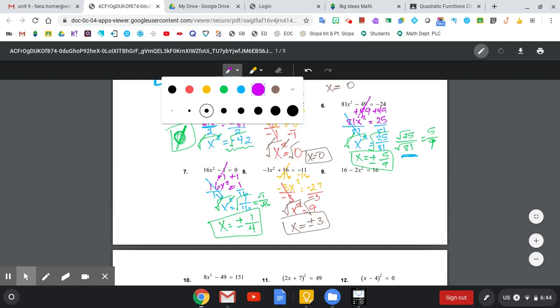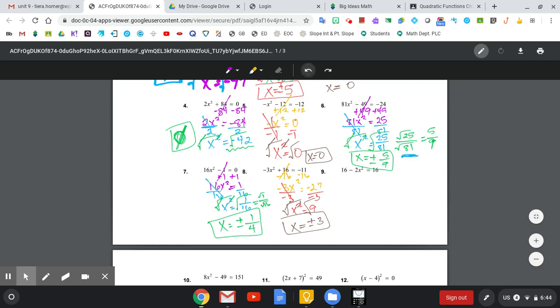This one was a little tricky because the x squared wasn't the first term. So looking at this, this 16 is really a positive 16. If I want to move that, I need to do the opposite, which is to make it negative. So subtract. Now this negative is still with that 2x squared. And 16 minus 16 gives me a 0. So I have a negative 2x squared equals 0.